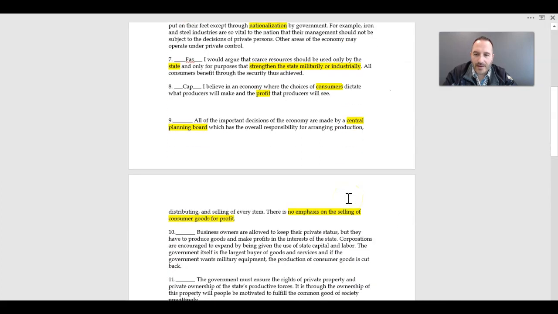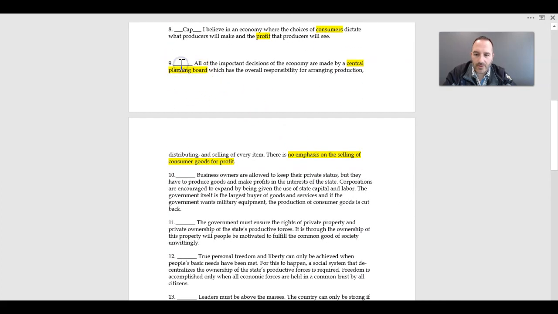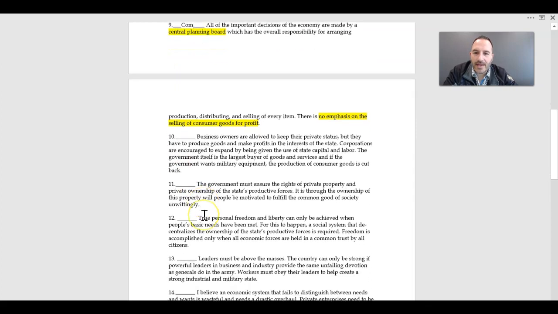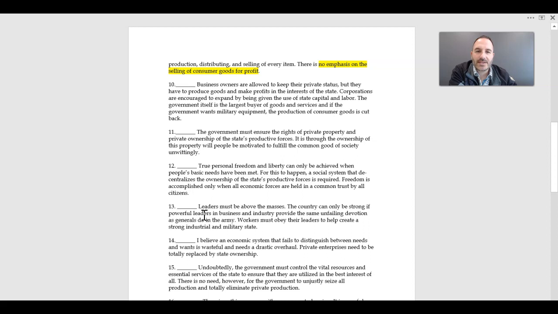All right. Number 10. Oh, sorry. I should be putting here communism. Okay, number 10. Business owners are allowed to keep their private status, but they have to produce goods and make profits in the interest of the state. Corporations are encouraged to expand by being given the use of state capital and labor. The government itself is the largest buyer of services and goods. Highlight that too. And if the government wants military equipment, the production of consumer goods is cut back.